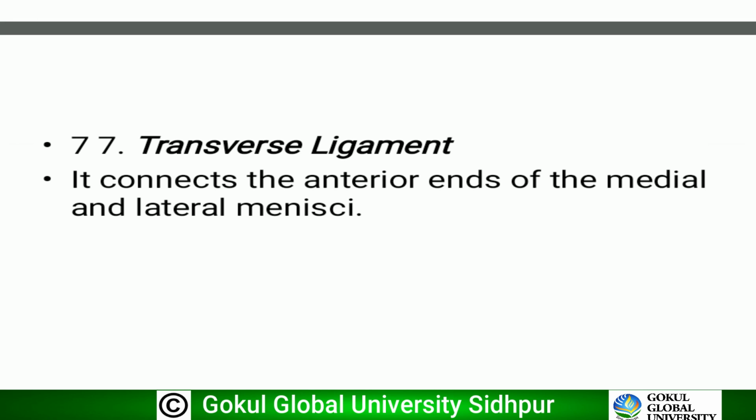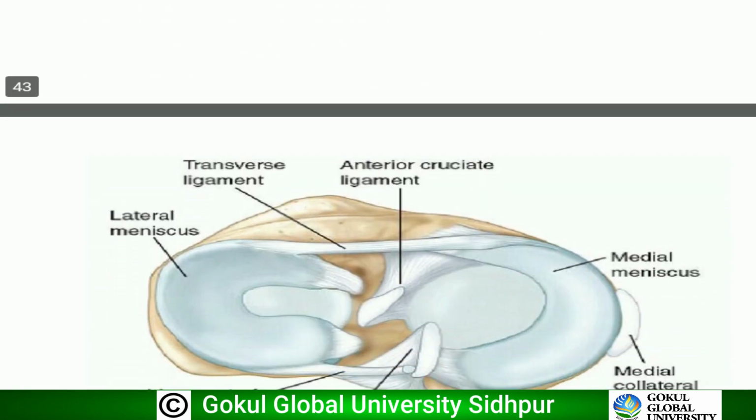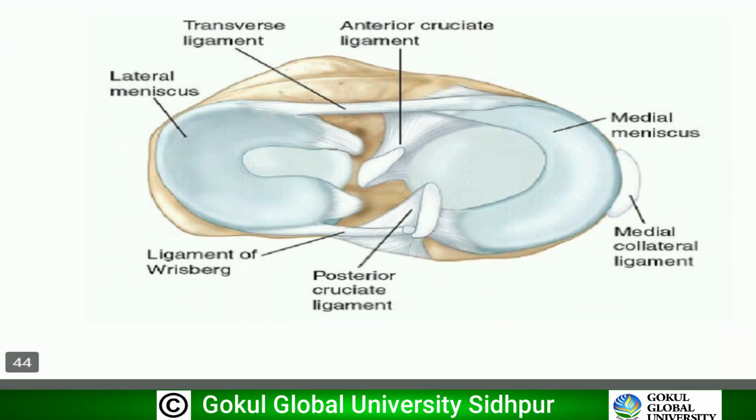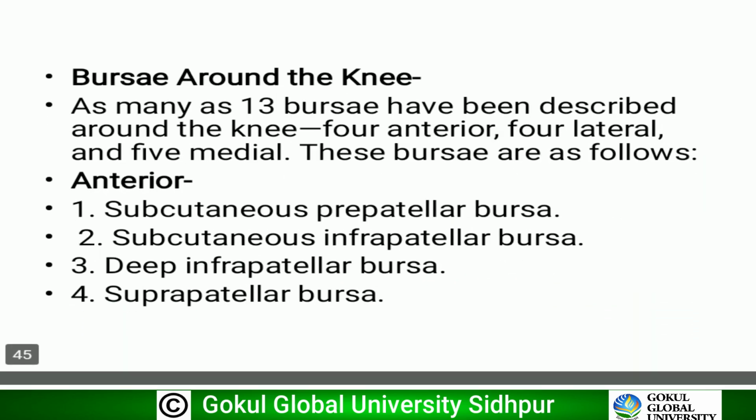Now, the transverse ligament. It connects the anterior ends of the medial and lateral meniscus. In this diagram, you can see the transverse ligament which bridges the anterior ends of the lateral and medial meniscus.